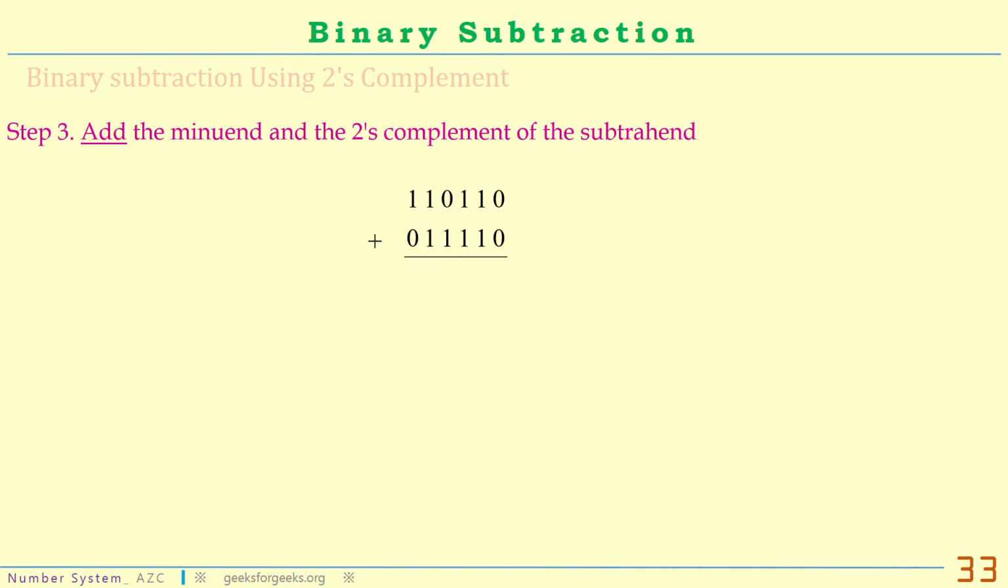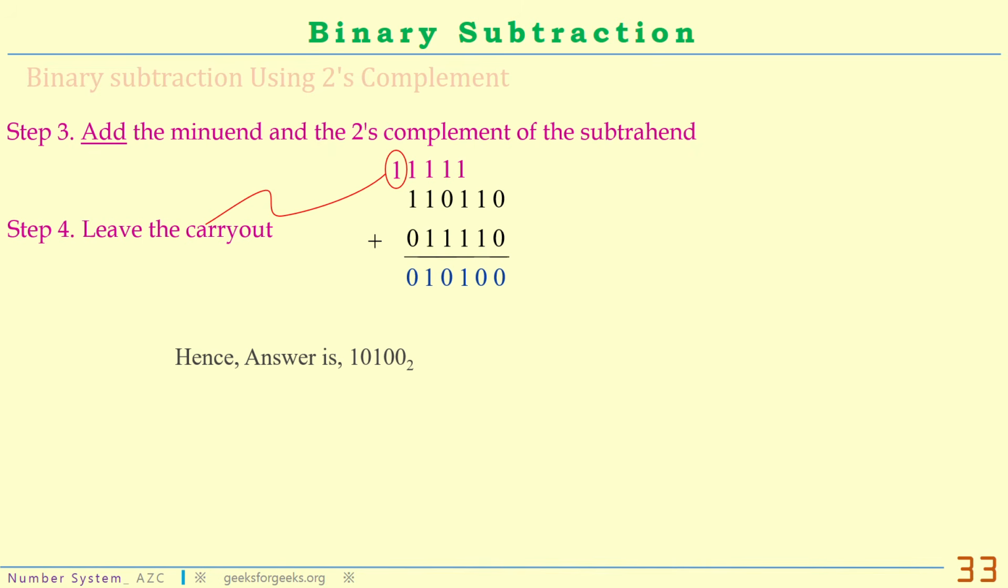0 plus 0 is 0. 1 plus 1 is 0 remains at the bottom and carry the 1 over. 1 plus 1 plus 1 is 1 remains at the bottom and carry the 1 over. 1 plus 0 plus 1 is 0 remains at the bottom and carry the 1 over. 1 plus 1 plus 1 is 1 remains at the bottom and carry the 1 over. 1 plus 1 plus 0 is 0 remains at the bottom and carry the 1 over.